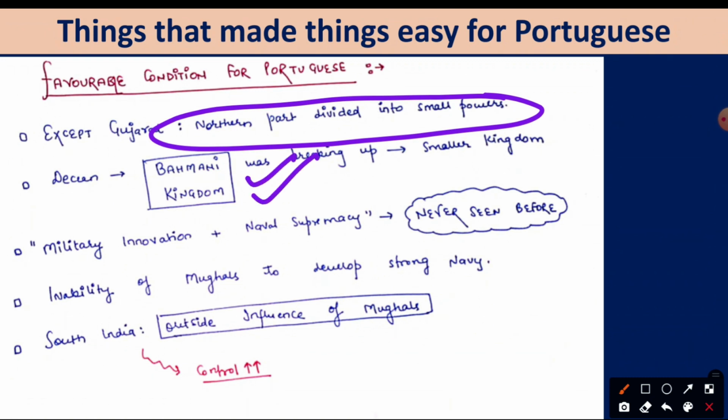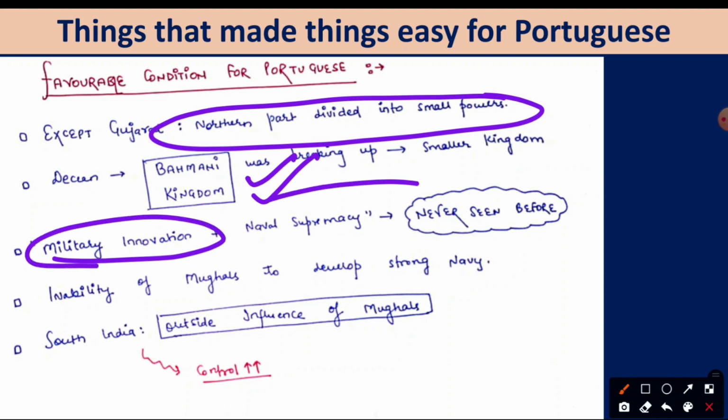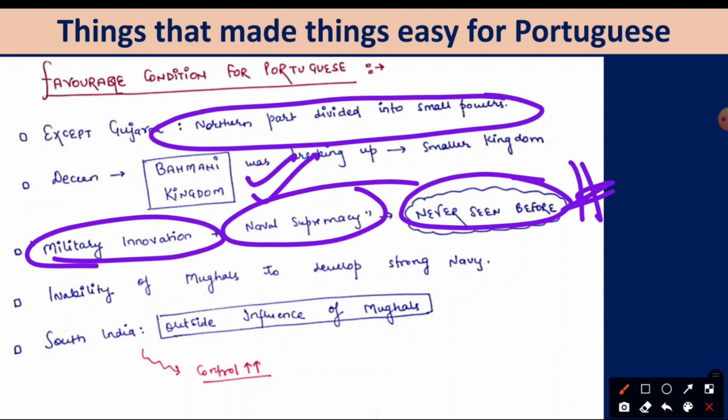Then in the Deccan, the Bahmani kingdom was breaking up. All these things you must have read in medieval history. So there was an opportunity, a power vacuum that was left, that they exploited. Then the military innovations and naval supremacy that they showed had never been seen before. For example, in the Battle of Diu, they had guns mounted on ships, so they could use the guns very effectively to establish their dominance, and that's what they did.